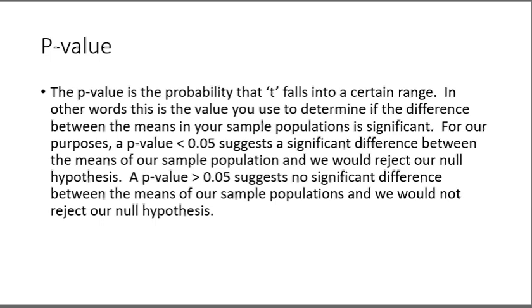So the condition is: if the p-value is less than 0.05, we would reject the null hypothesis. Another is: if the p-value is greater than 0.05, it suggests no significant difference between the means of our sample populations, and we would not reject our null hypothesis. So if the p-value is larger than 0.05, we would not reject our null hypothesis.